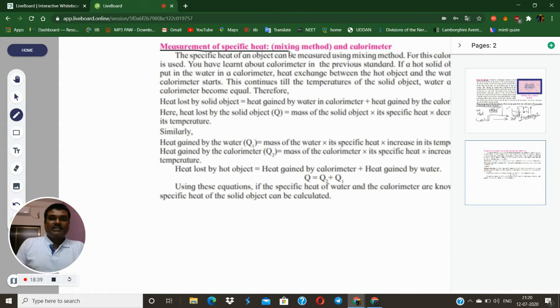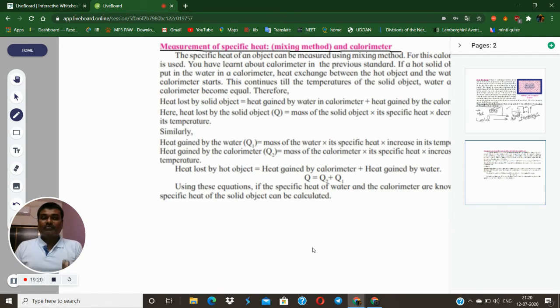The next topic is the measurement of specific heat, mixing method and calorimeter. So we measure the specific heat by using the mixing method. What is the mixing method? The mixing method means we use a mixture here. What is the mixture? We take water: suppose one sample is cold water and another sample is hot water, and when we add them to each other, it becomes a mixture, that is, a mixture of hot and cold water. Similarly, we can also take a solid.